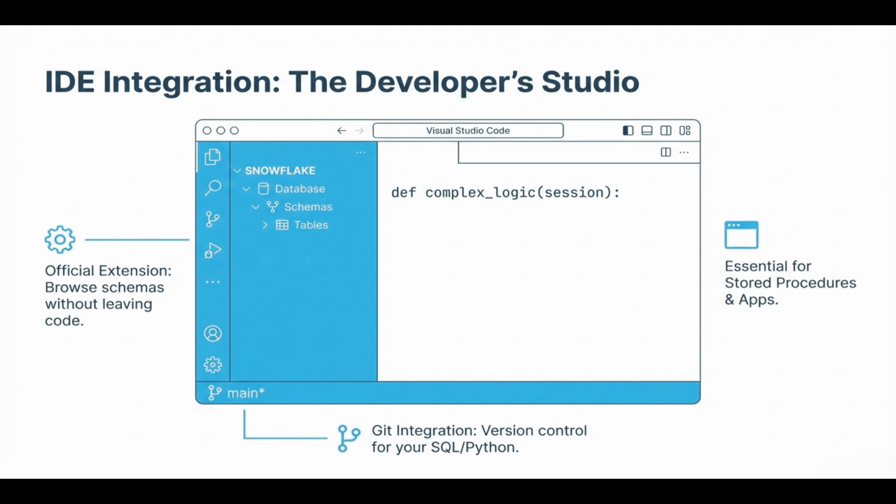Another key advantage is Git integration, which enables version control for your SQL and Python code. This makes IDEs ideal for team-based development, CI/CD pipelines, and production-grade workloads. For the SnowPro Core exam, remember this clearly: Snowsight is great for exploration, SnowSQL is best for automation, and IDEs are essential for development and version control. Next, we will quickly recap how to choose the right interface for the right use case.